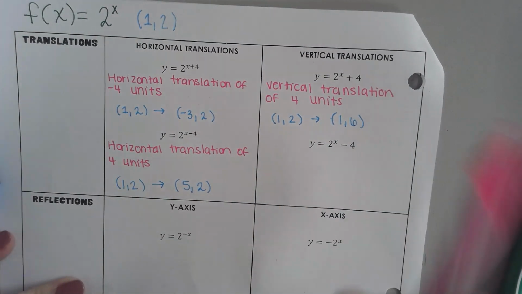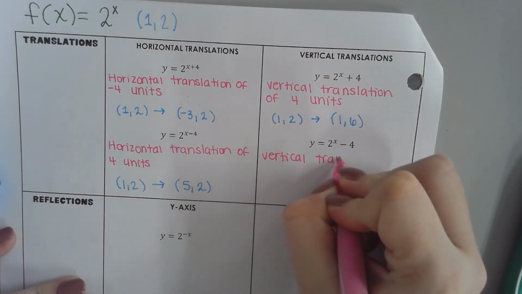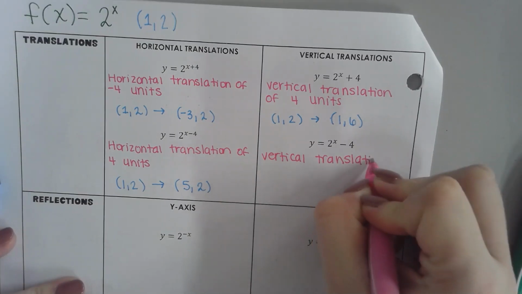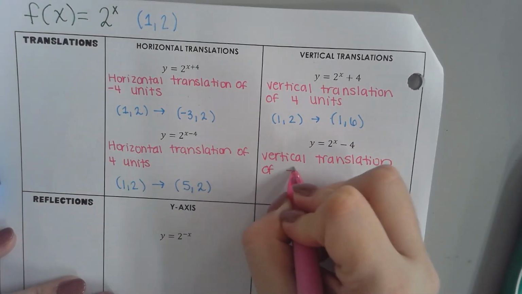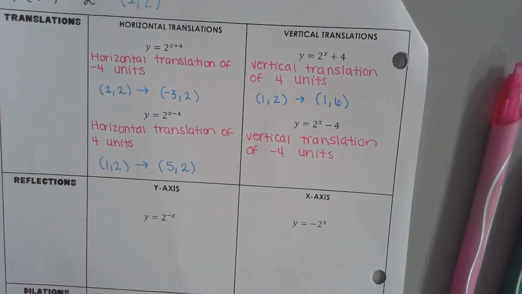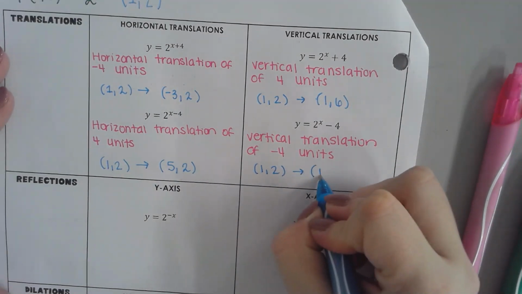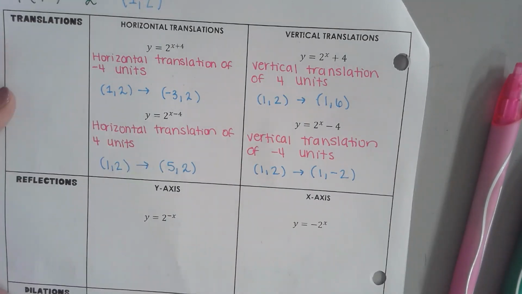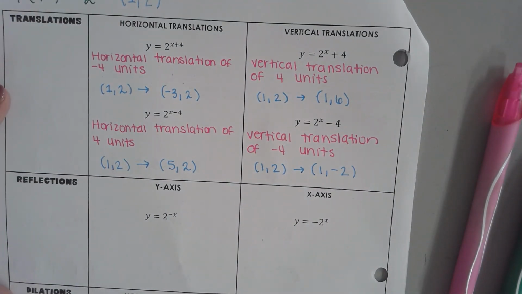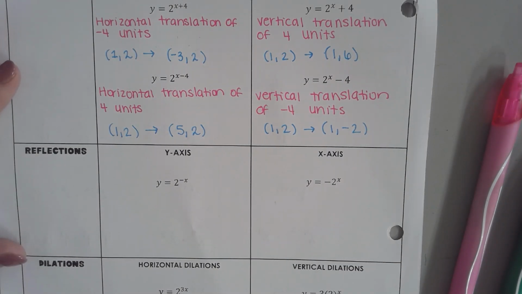And then this one would be a vertical translation of -4 units. So it would become 1, -2. Questions?